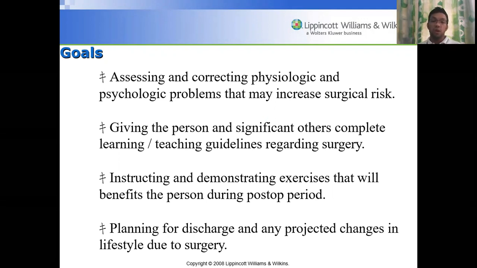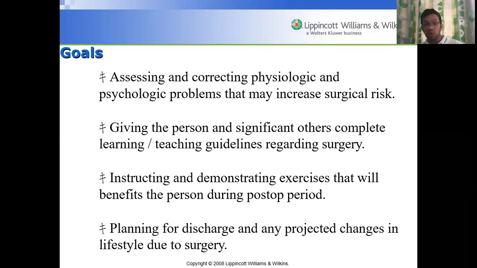And we are going to give the person and significant others the complete teaching guidelines regarding surgery. So as nurses, we need to know what type of surgery is going to be done on the patient, how it is done, or how the surgeon is going to do it, and we need to educate the patient and their family with regards to that type of surgery that they will undergo, including the advantages or disadvantages or risks about that type of surgery.